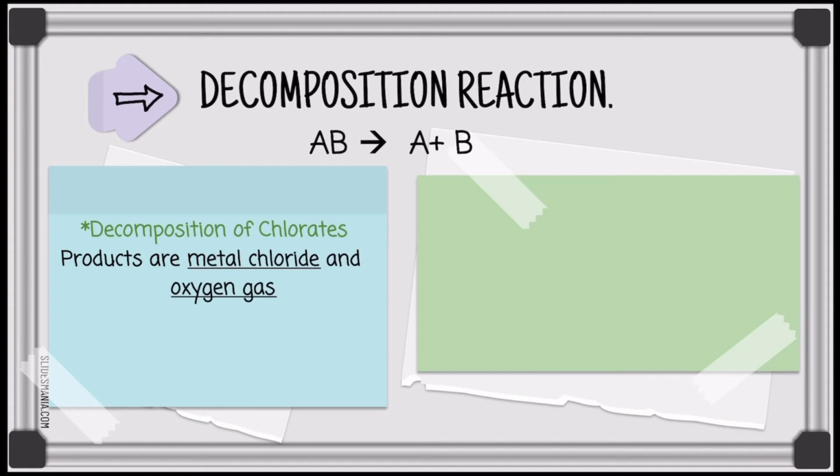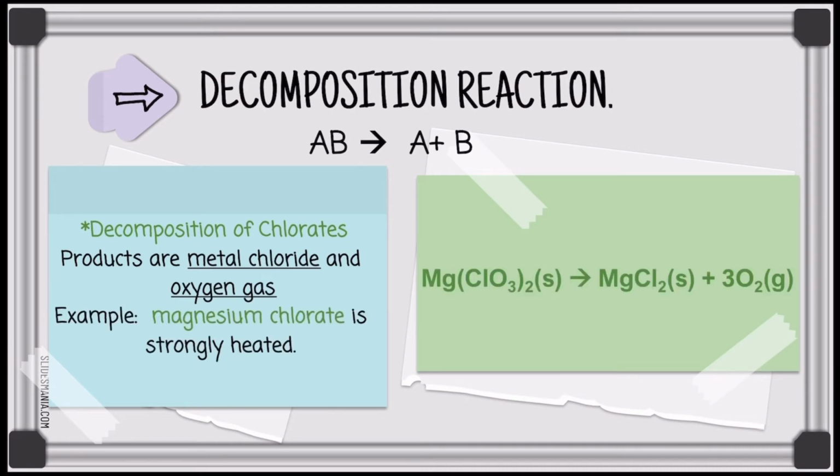The last type of decomposition reaction we'll look at is the decomposition of chlorates. When chlorates decompose, the products are a metal chloride and oxygen gas. If we consider magnesium chlorate as our reactant and it is strongly heated, the products will be magnesium chloride and oxygen gas. The coefficient 3 was needed to balance the oxygens on the product side.